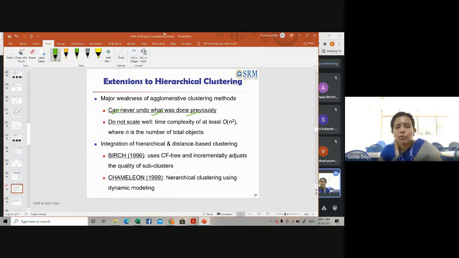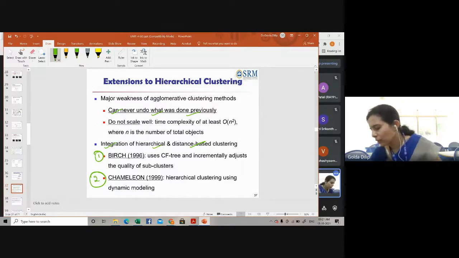Then of course we have some more techniques, which are hybrid techniques, an integration of hierarchical and distance-based clustering. You have two techniques: one is the Birch technique, and the second is the Chameleon technique. Have you heard of Chameleon?